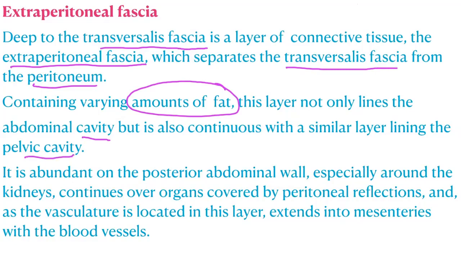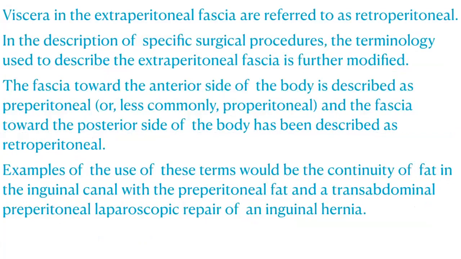It is abundant on the posterior abdominal wall, remember this, especially around the kidneys, continues over the organs covered by peritoneal reflections. And as the vasculature is located in this layer, it extends into the mesenteries with the blood vessels. Viscera in the extraperitoneal fascia are referred to as retroperitoneal organs or retroperitoneal viscera, right?